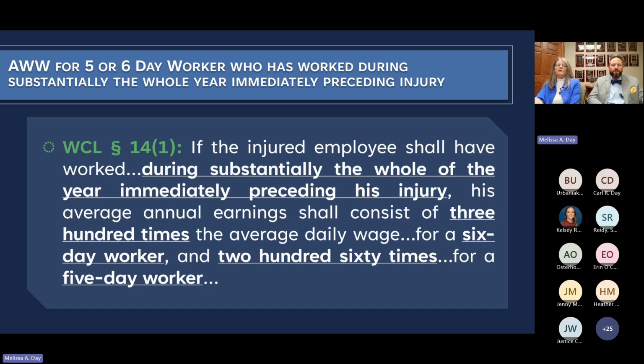One is that the employee has to have worked during substantially the entire year prior to his injury in order to use Section 14.1 to calculate his average weekly wage. And then the second part of it, which is important, are the multiples that James just talked about. You'll use a 300 multiple in a situation where somebody is a 6-day per week worker, and a 260 multiple if somebody is a 5-day per week worker. Now you're asking, what the heck is a multiple?